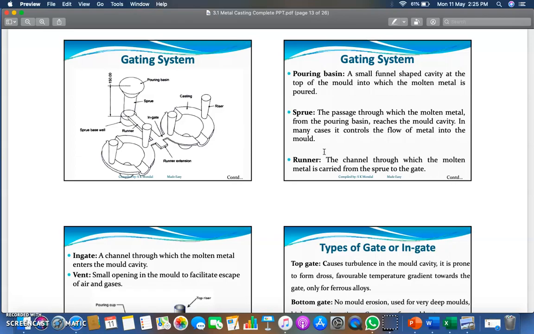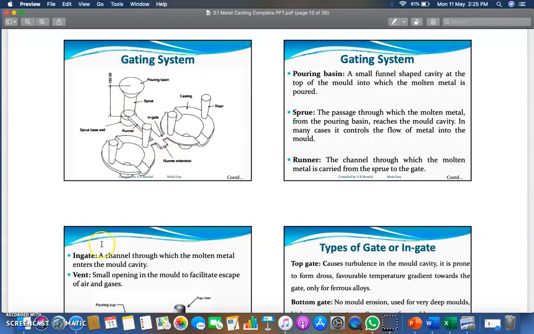Now next is the runner. The runner is the channel through which the molten metal is carried from the sprue to the gate. As you can see here, this is the gate, and from the sprue to the gate there is a passage. This channel is called the runner.